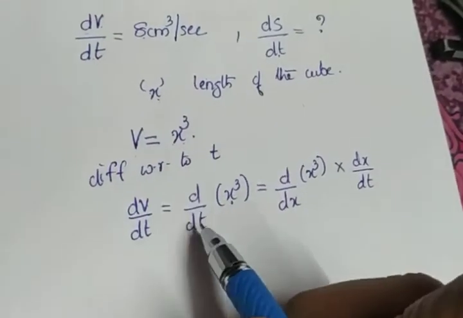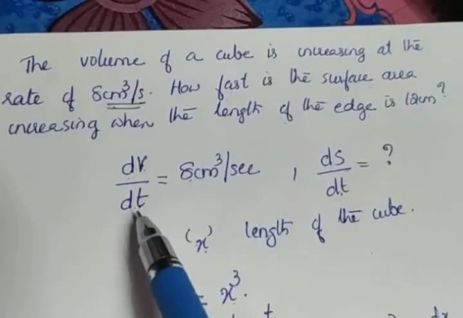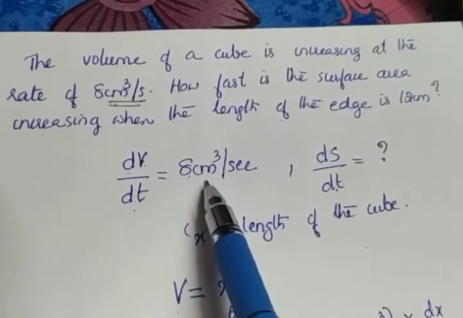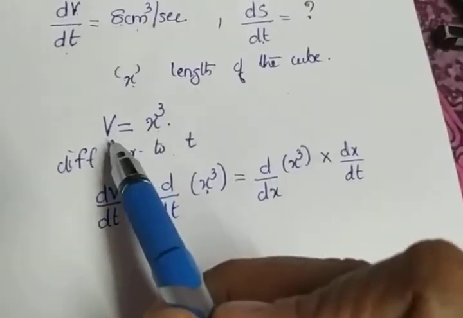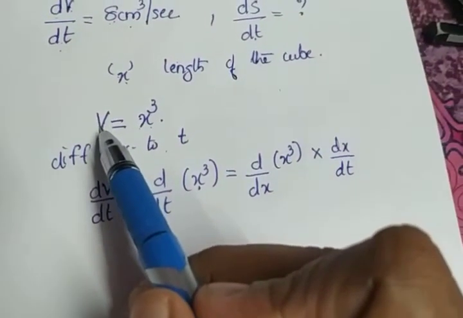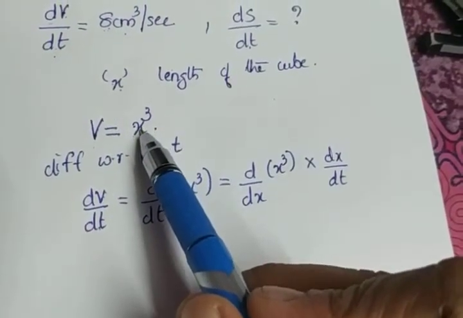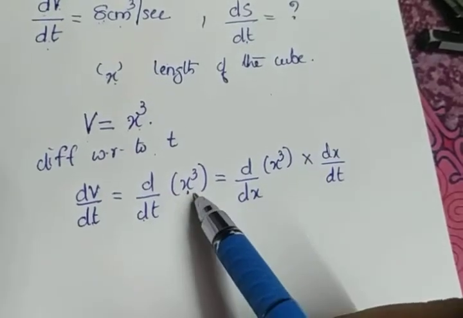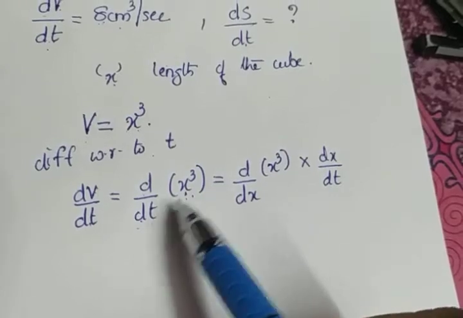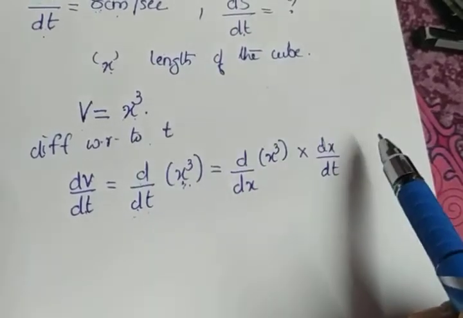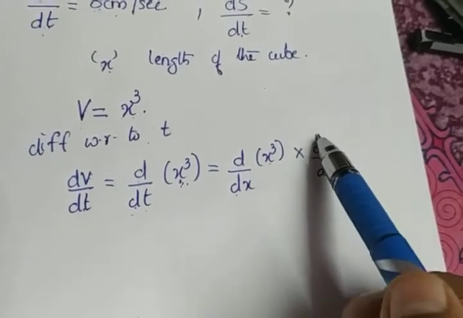How we rewrote? Actually, we are differentiating with respect to time. Why? Because rate of change of volume with respect to time is given as 8 centimeter cube per second. To apply this value in the equation, we are differentiating with respect to t. When we differentiate V with respect to t, we are getting dV by dt. And when we differentiate x cube with respect to t, we are getting d by dt of x cube. d by dt of x cube cannot be done directly because we have to differentiate with respect to t, and here the variable is x. So we have to rewrite. We will rewrite as d by dx of x cube into dx by dt.